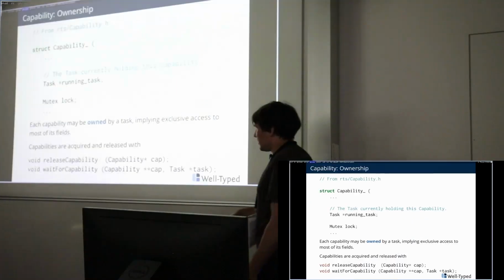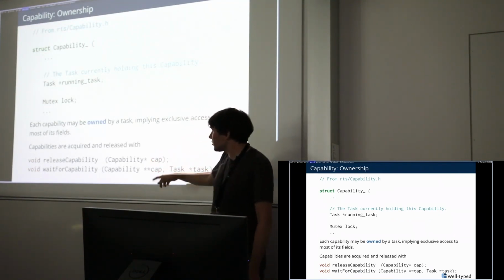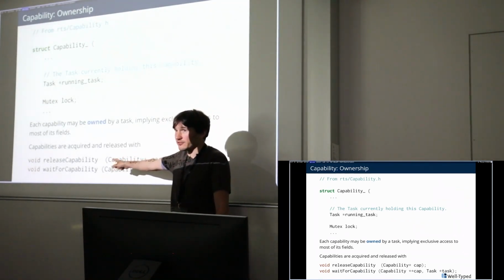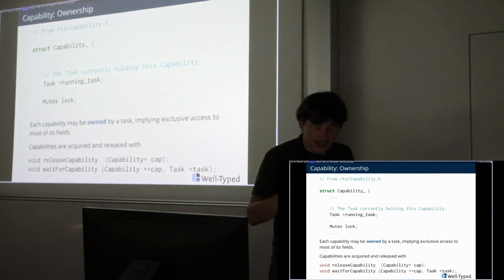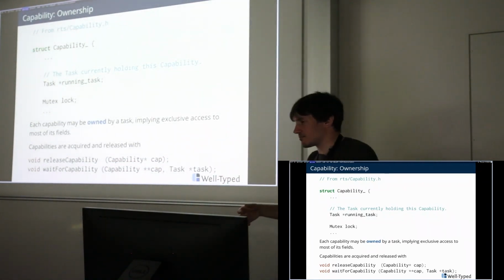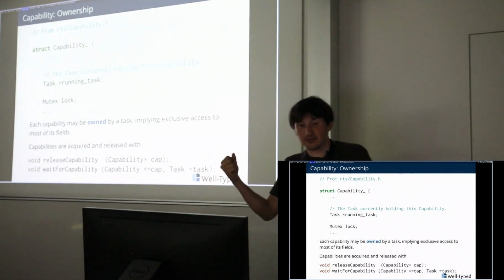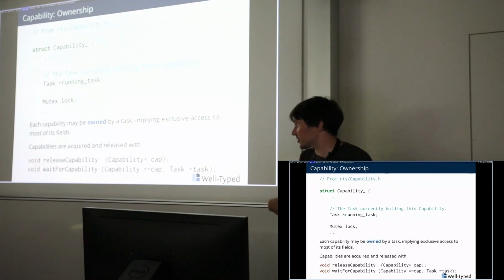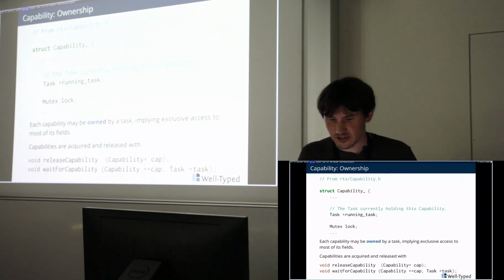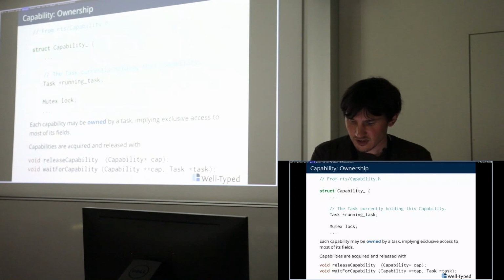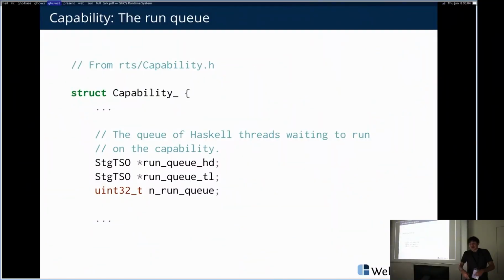Capabilities in the runtime system are released and acquired with the release capability and wait for capability functions, right? So these are functions you'll see again and again. Moreover, you may yield a capability if you already own one, allowing another task to pick up that capability and execute with it, with the yield capability function. Again, this is very useful in garbage collection, for instance, when we want to yield to the garbage collector. In addition, the capability is going to have a set of threads that it can run, right? It has a run queue, a set of threads that are waiting for CPU time.